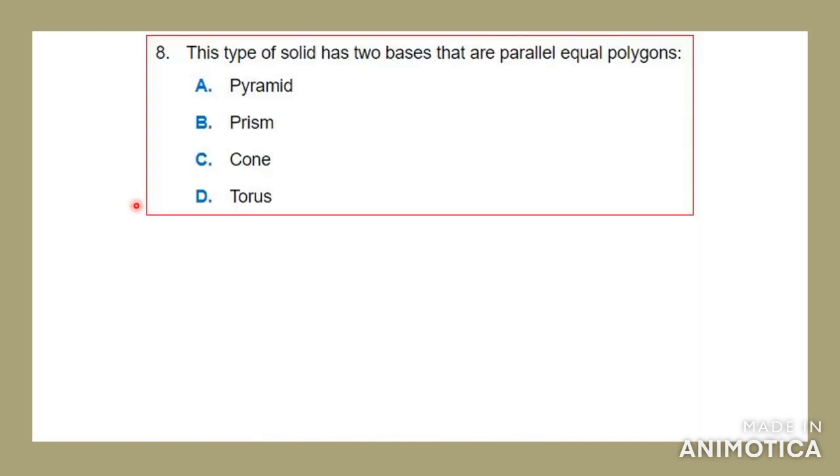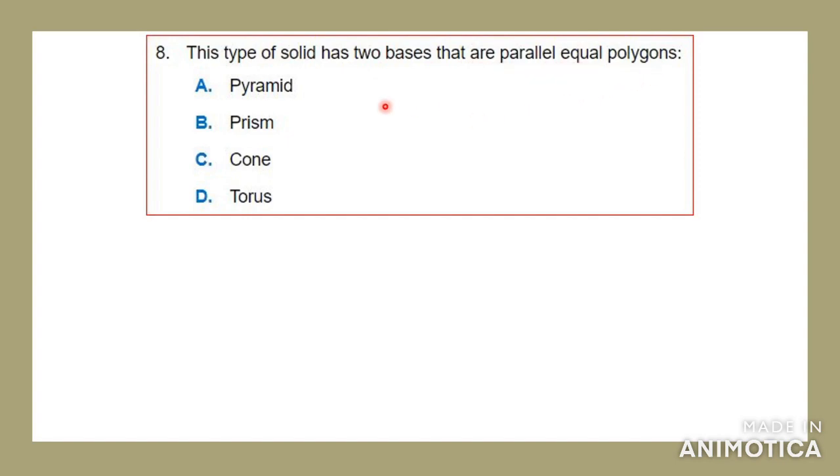All right, number 8. This type of solid has two bases that are parallel, equal polygons. Okay, so a base is basically the bottom of an object. The base is the bottom of an object. So this shape has two bases that are parallel or equal polygons.